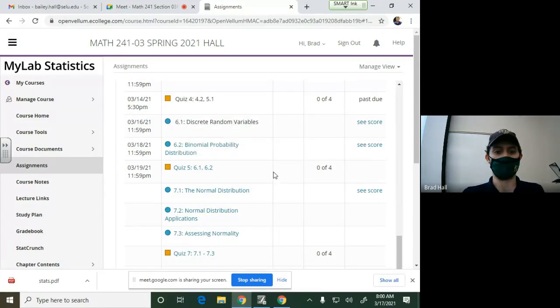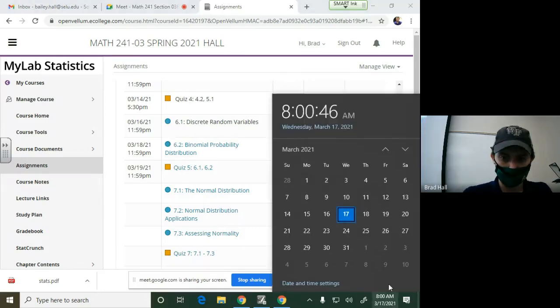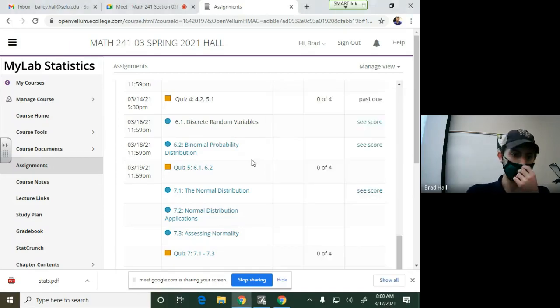Discrete random variables was due last night, so hopefully you all did that by now. The next homework coming up is the homework on binomial probability distribution, along with the corresponding quiz, which is due the 18th and the 19th. That is Thursday and Friday respectively, or in other words, tomorrow and the following day. And we'll definitely get through 7.1 today. I'll make that due Monday.